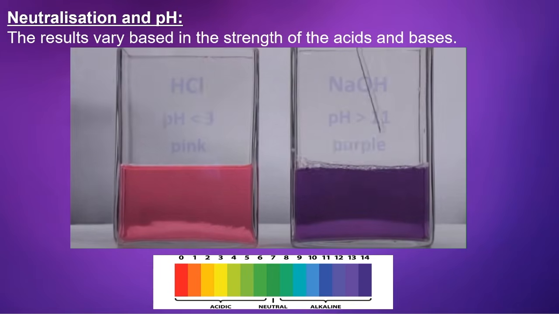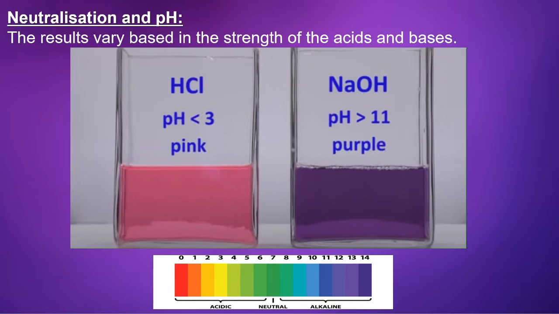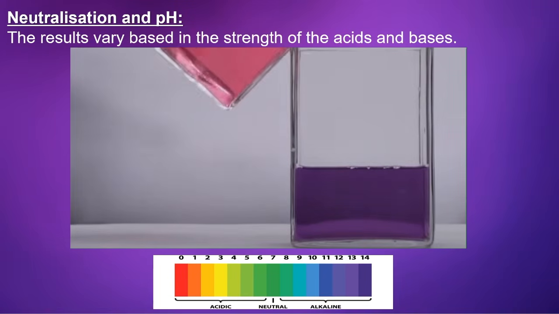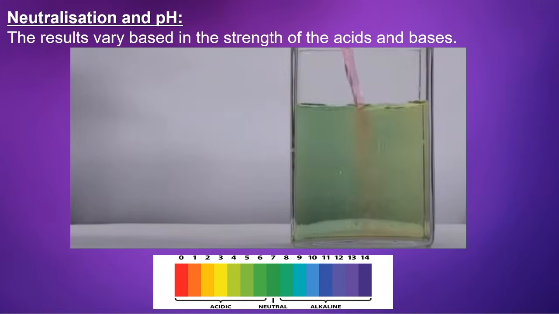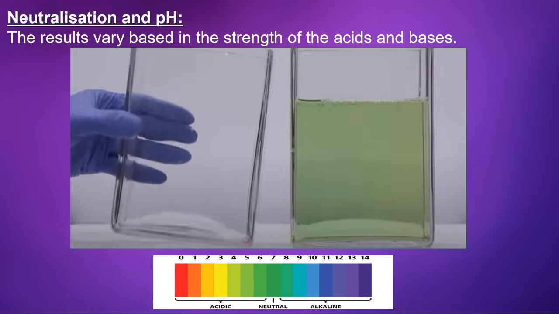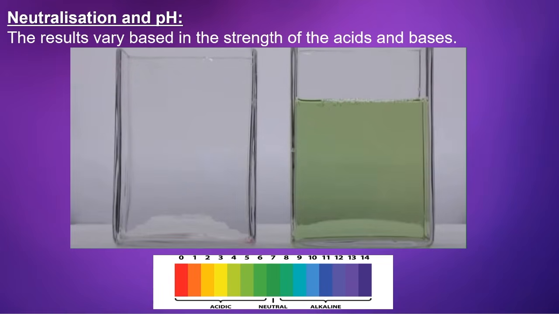If these two substances were to be mixed together, it will give us a neutral solution. So if the hydrochloric acid is mixed into the sodium hydroxide, it turns a green color. That indicates a pH value of around 7, and that shows us that the substance is neutral.